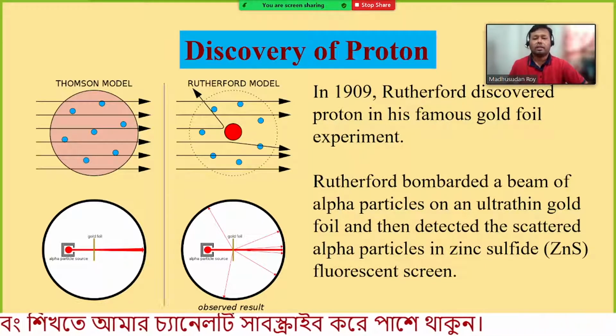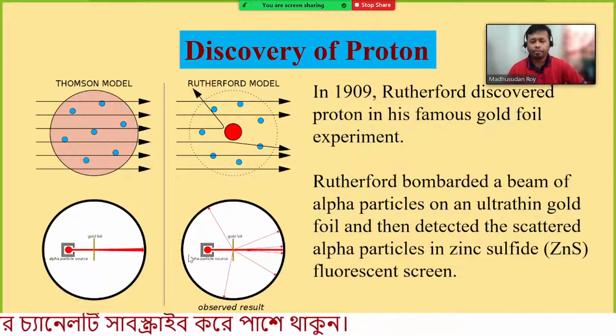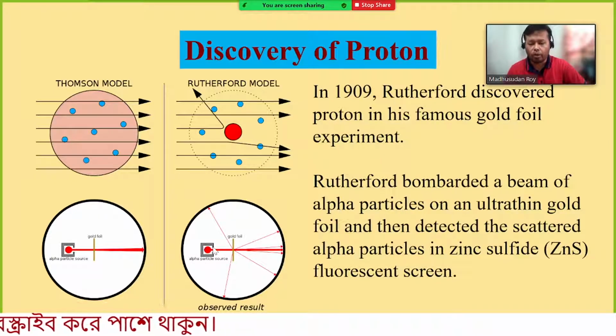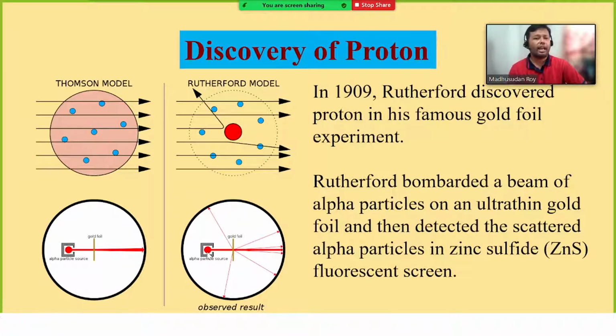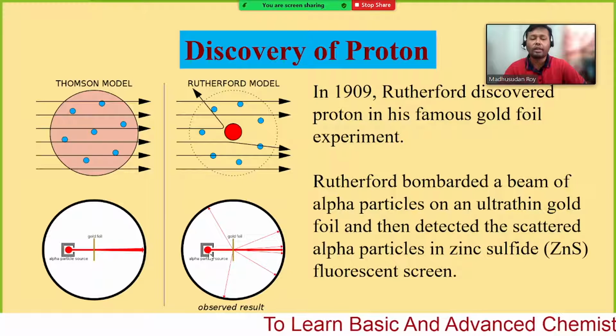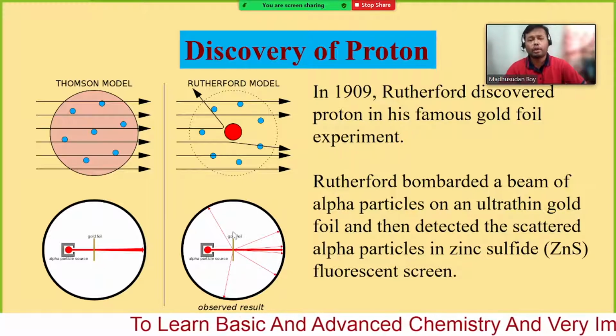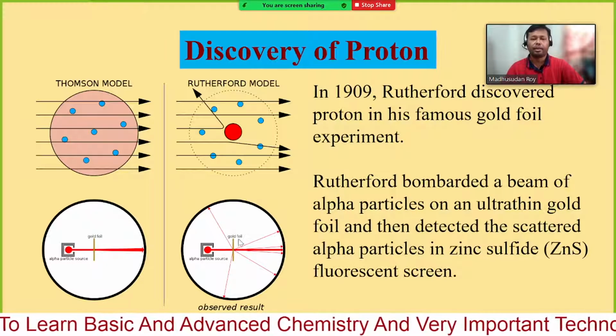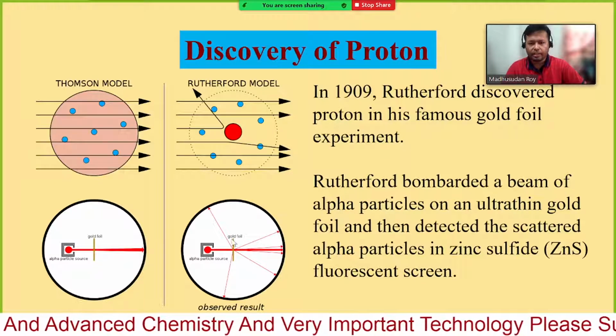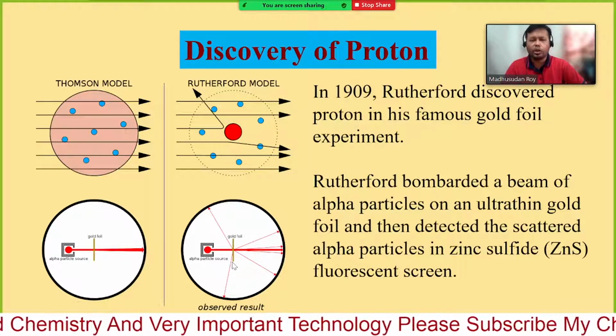Now Rutherford used a box, and inside the box he put some radioactive element which gives alpha particles, and he allowed the alpha particles to pass through a very thin gold foil. You can see this is a very thin gold foil.